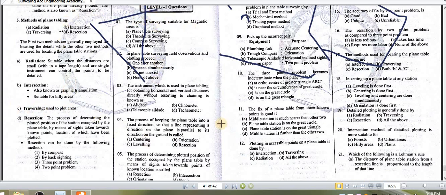Then there is traversing. Generally, if you need to cover a larger area, you need to connect a number of survey lines. If you are connecting a number of survey lines, it forms a traverse, and that is called traversing. And then your resection: the process of determining the plotted position of the station occupied by the plane table by means of sights taken towards points, the location of which has been plotted.